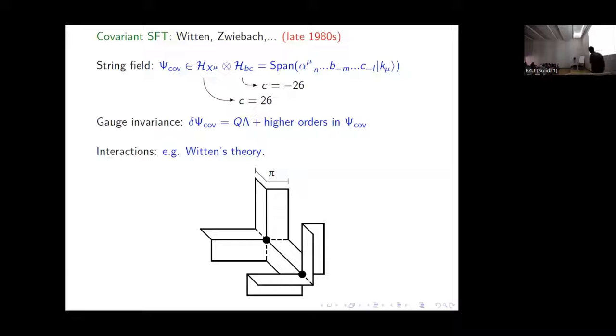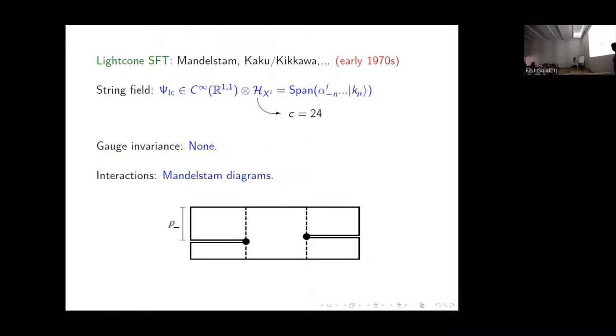And the interactions in the theory can be quite variable, but the standard choice of covariant interactions are defined by the Witten vertex, where, for example, the four-point amplitude looks like this. These are our four string states, and they interact by joining through their halves. And this is our propagator. You can compare that picture to the four-point amplitude in lightcone string field theory, which looks like this.